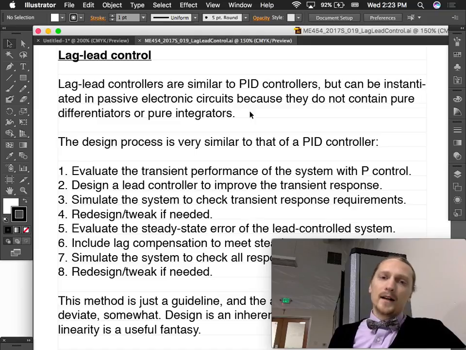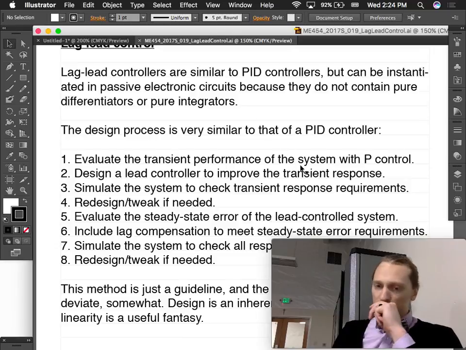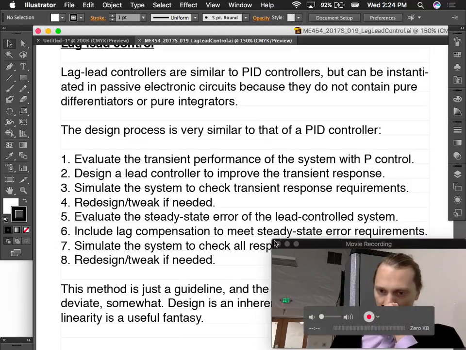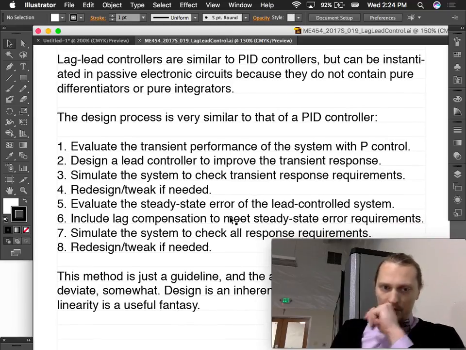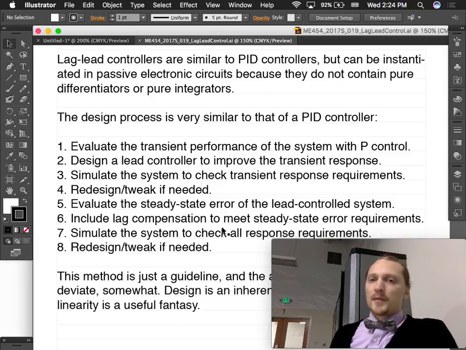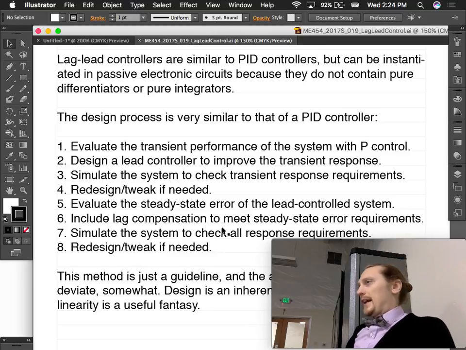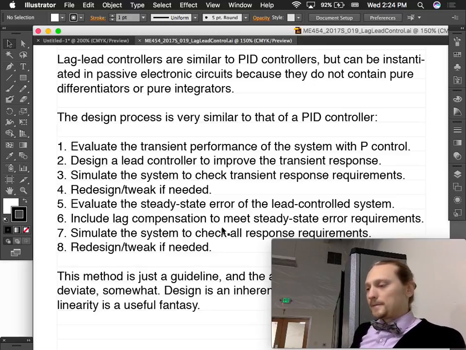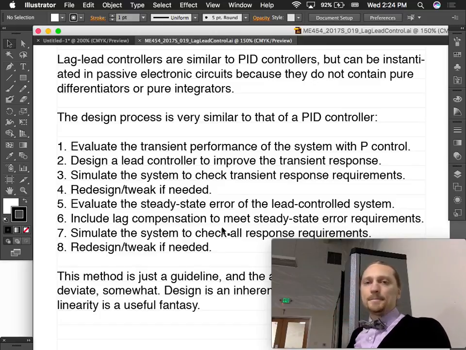So, the design process is very similar to that of a PID controller, and we go through those steps. First off, evaluate the transient performance with a P controller. So we do what we can with the P control, and that's always our first step.